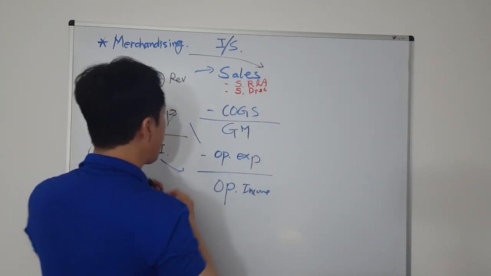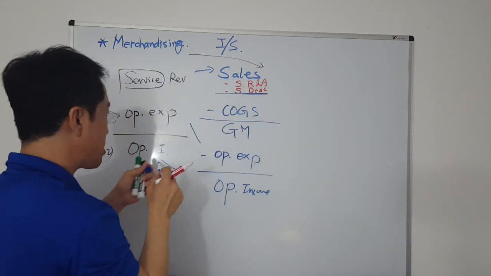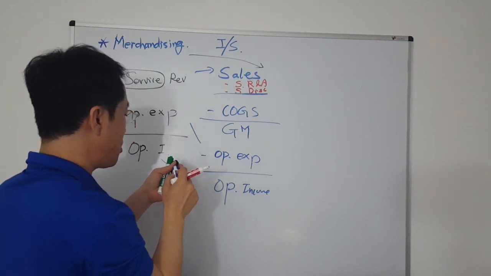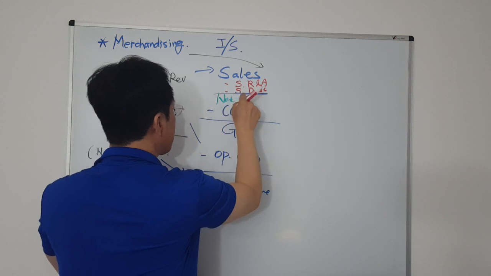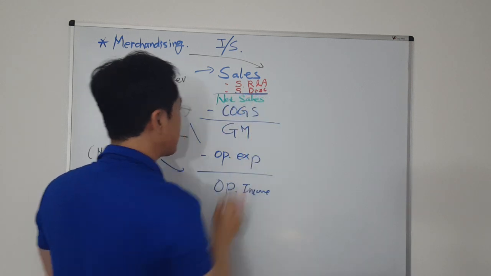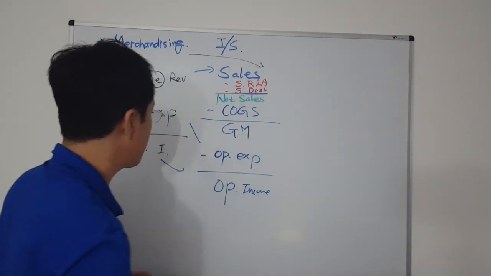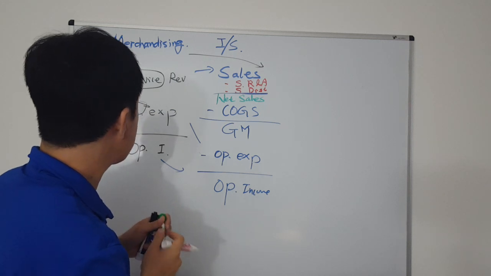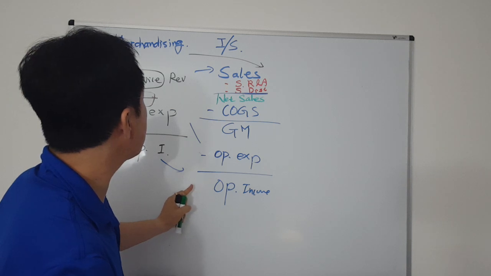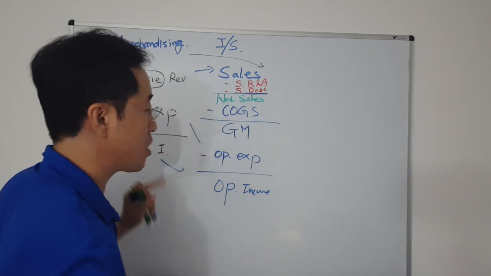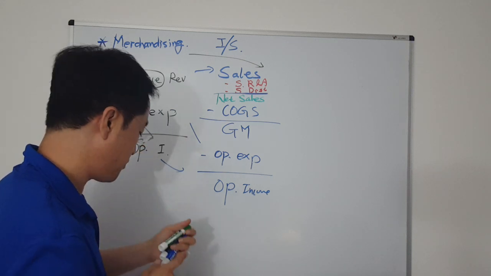Finally, once we have net value of sales, that's what we call net sales, right? So we have more in income statement under merchandising industry compared to service industry, right?